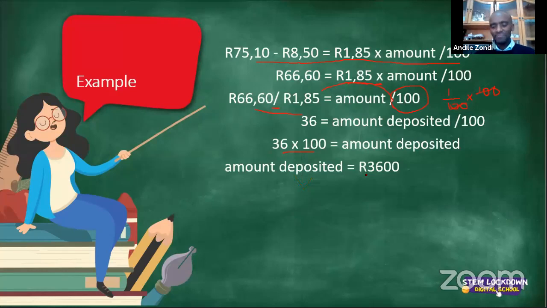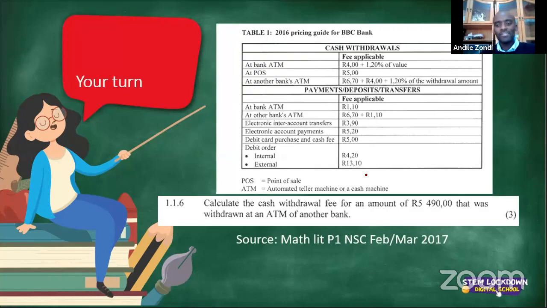Okay, now before we finish off, here's the last one, right? This is supposed to be homework, but since it's very, very easy, we'll make it a classwork activity. Given this, obviously this is taken from March 2017. Given this table here, this table has cash withdrawals and deposits, payments, and transfers. I need you to give me the answer to this question here.